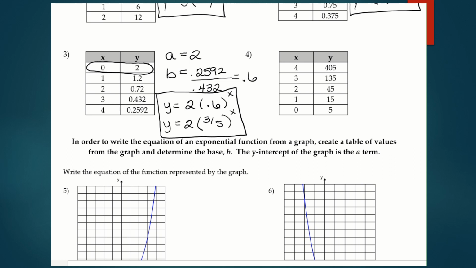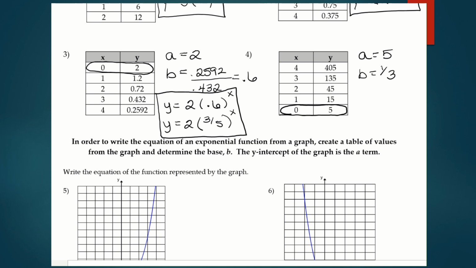Okay. All right, looking at the next one, number 4. First thing I'm going to do is locate my y-intercept, which is right here. So my a value is 5. My b value, let's see what's going on. It looks like, and I can really check it out from the bottom 3 points, make it a little easier for me to see. So from 45 to 15, it looks like we divided by 3. Dividing by 3 is the same as multiplying by 1/3. And that's the same with 15 and 5.